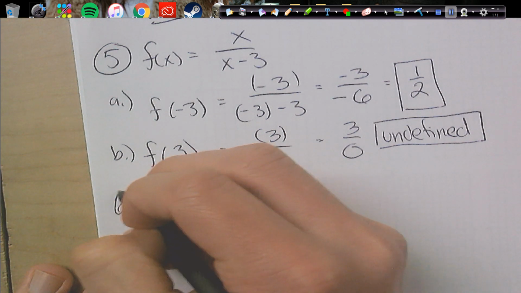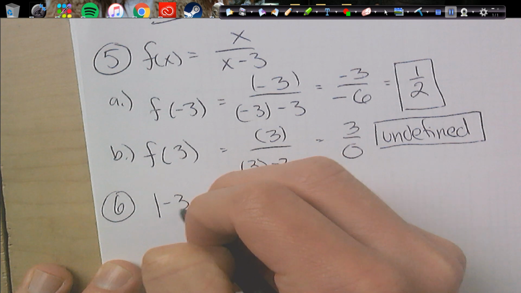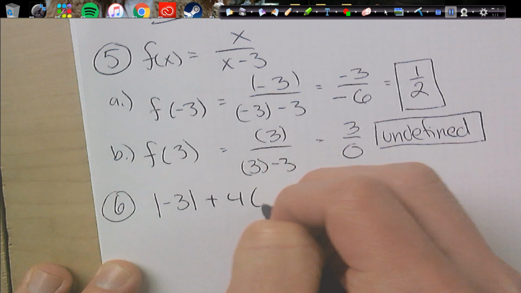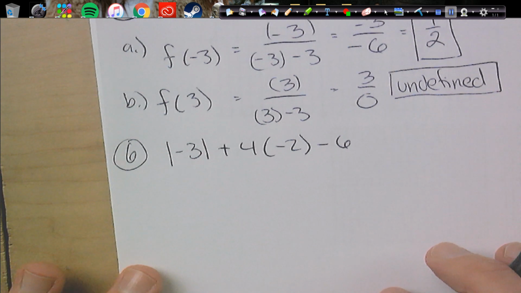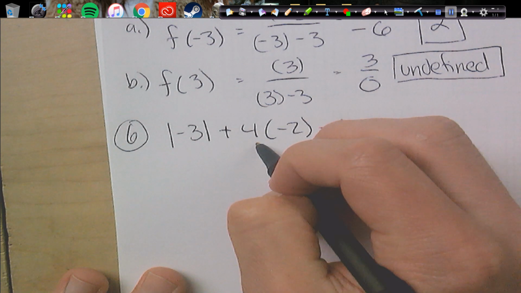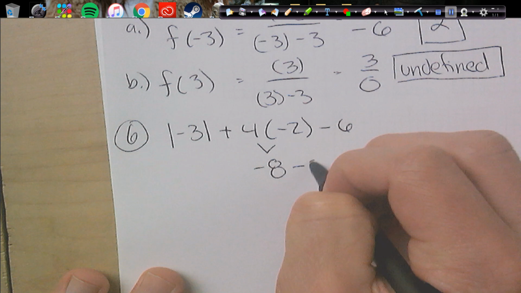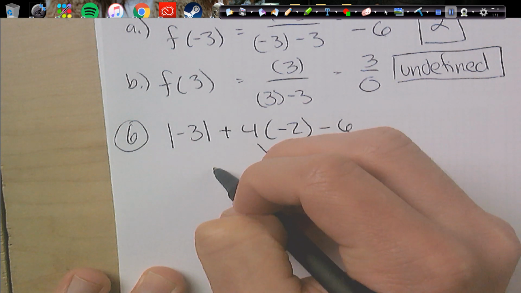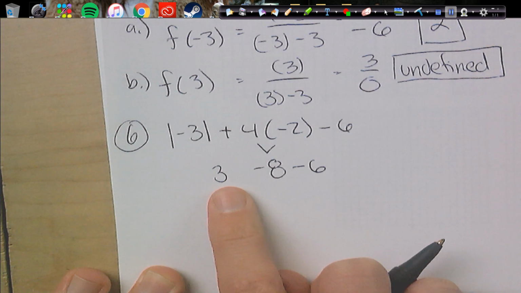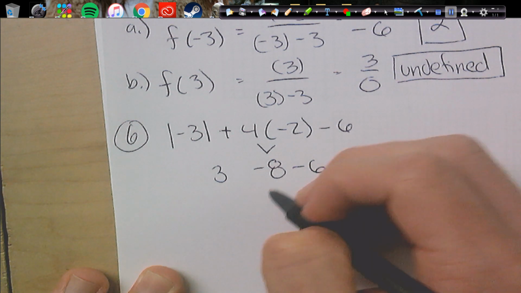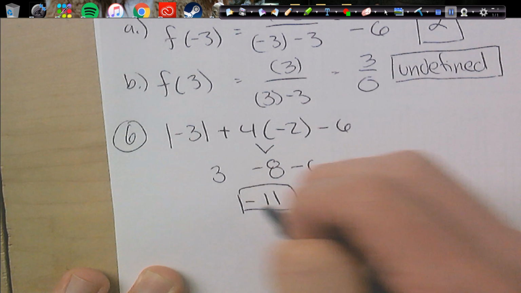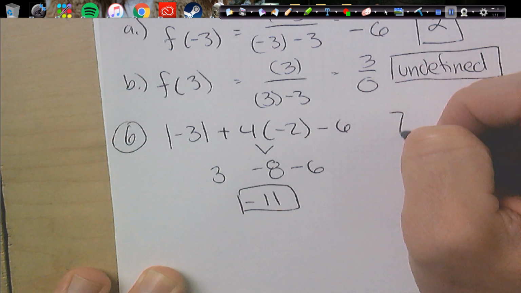All right, number 6. Absolute value of 3 plus 4 times negative 2, minus 6. Okay, again, we have multiplication happening first. That's going to make a negative 8. And then the absolute value of negative 3 is 3. So we go ahead and evaluate this. 3 minus 8 is negative 5. Minus 6 is negative 11. Number 7.